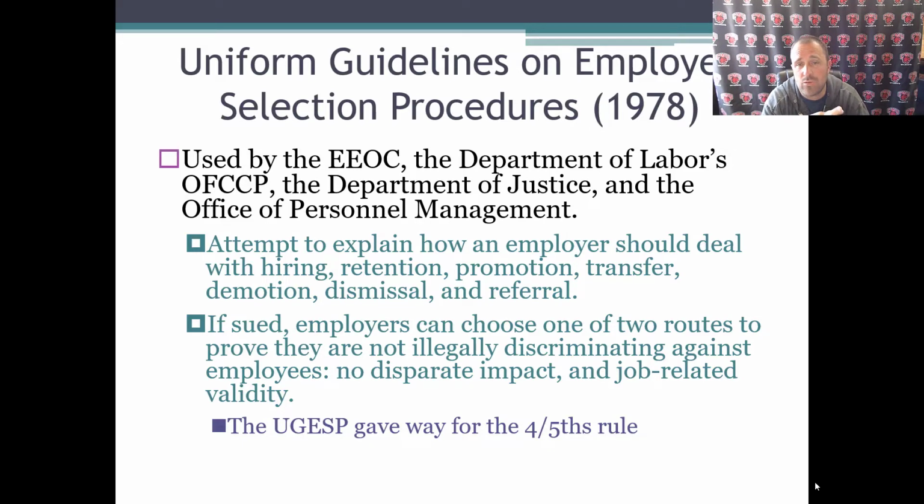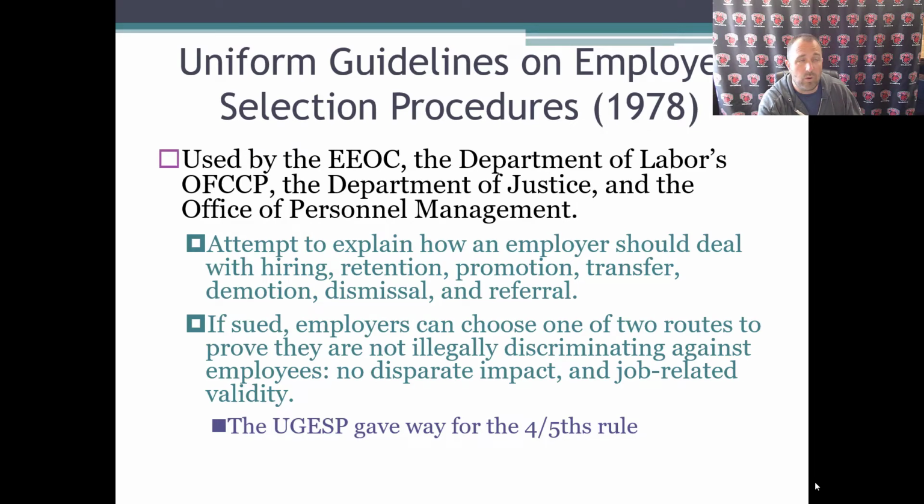So they came out with this rule, the 4/5 rule. It basically says, look, if we are promoting men at a rate of 50%, what would we expect the promotion rate for women to be? Well, 50%. What if it's 51%? What if it's 49%? Is that okay? Sure. What if it's 45%? Is that okay?